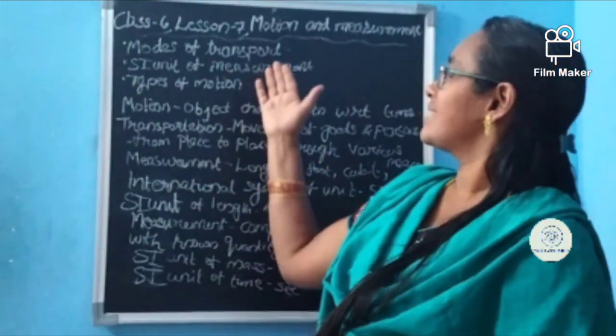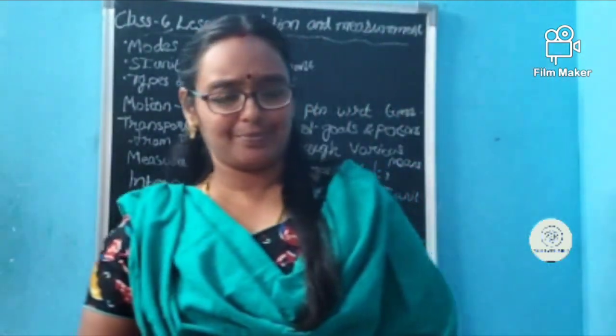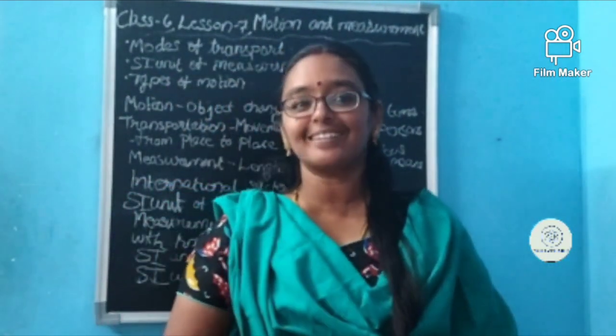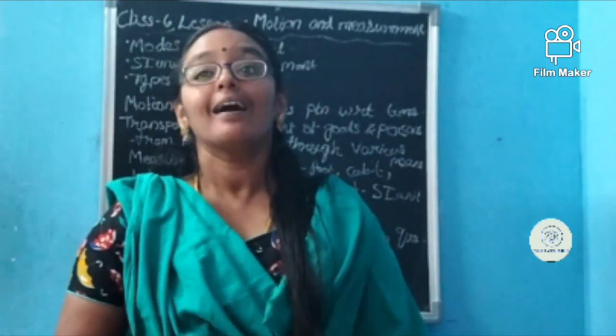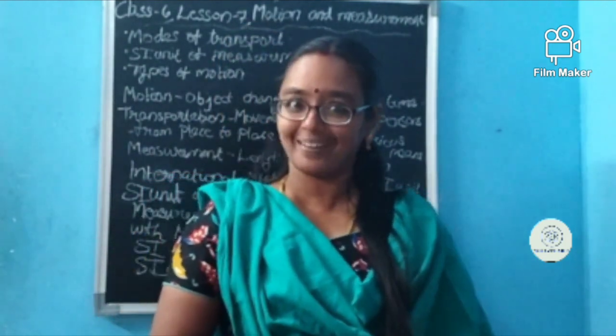Today we are discussing class 6 lesson 7, motion and measurements. What was the sixth lesson? It was living organisms, characteristics and habitat. There I asked you 3 questions. Do you remember? It's time to answer these questions.